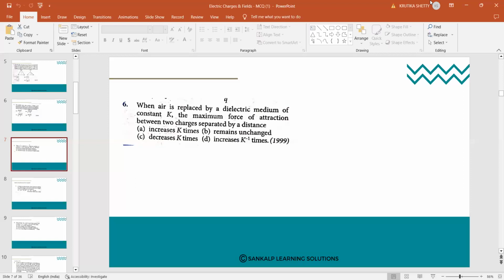So it is option C, students, that is it decreases K times. It decreases by K times. So you can take the answer directly here. That is option C is the correct option. Okay, I hope it is clear. So when you introduce something in between the charges, the force of attraction or repulsion between them will decrease by the factor of K. So K is the dielectric constant, they are saying there. Let us go for the next question.